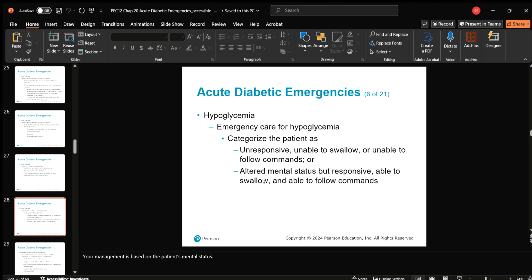All right, so we need to break them down into two categories here. Can they swallow or can't they swallow? If my patient can swallow and can follow commands, what can I give them? Oral glucose. How much? Half or whole tube. All right? But if they cannot follow commands or cannot swallow, what do I not do? I don't put anything in their mouth. Okay?